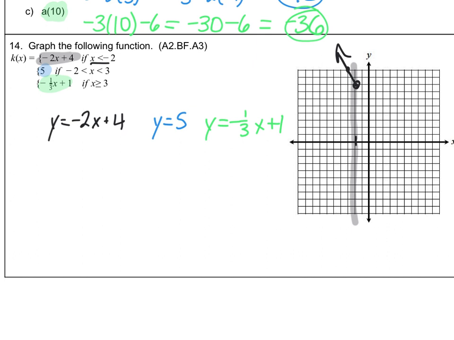Okay. And then we've got our next line, y equals 5. What does that look like? Yep, it's a horizontal line like this. But I only need that line when x is between what two numbers? -2 and 3. And I already have the -2 marked. So I'm going to put a highlighted mark on 3 as well. So I only need it between those two. You don't have to do these highlighted marks, but you can.